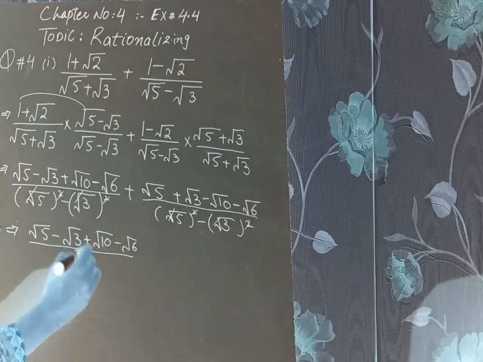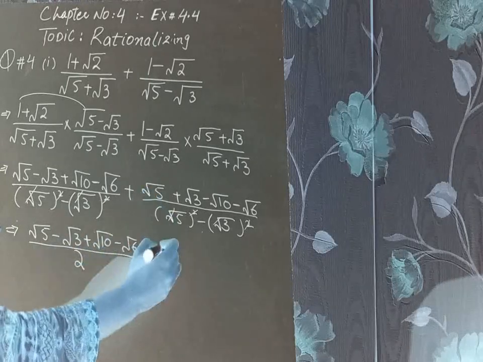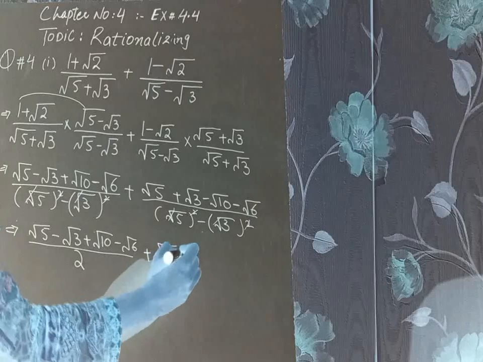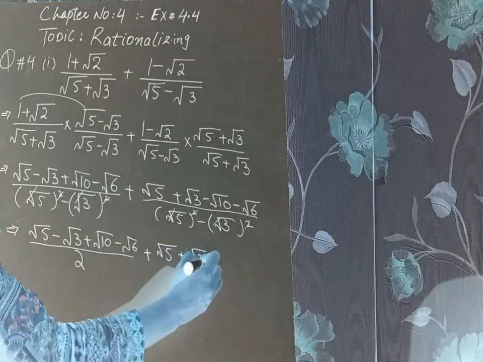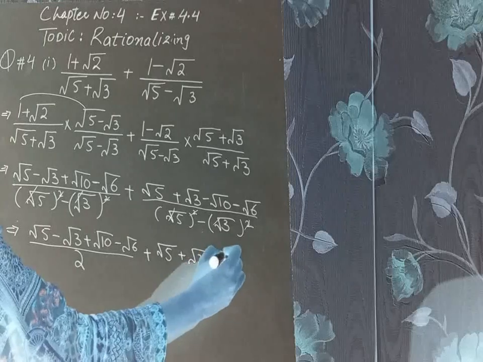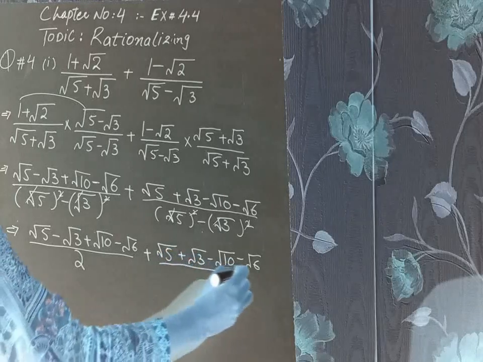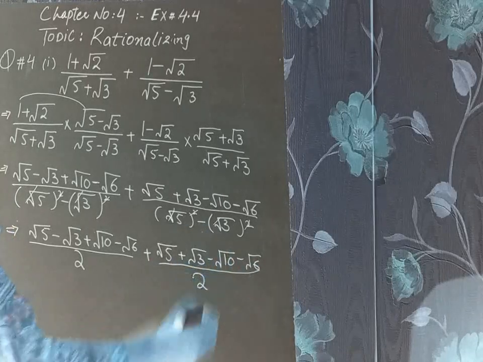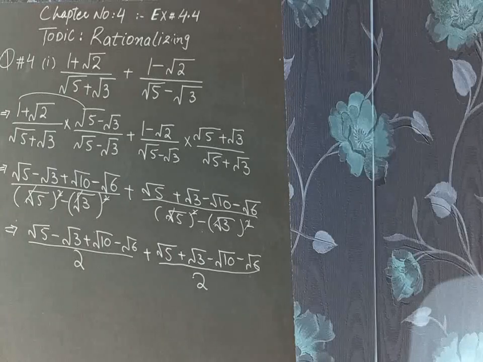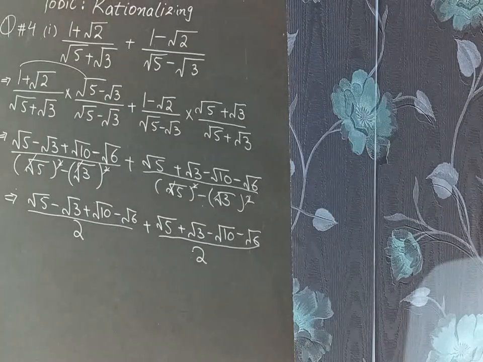5 minus 3 is 2, plus √5 plus √3, minus √10 minus √6. This will be as 5 minus 3 is 2. Now you can see that here are the two expressions and the sign between them is plus, which means we will take their LCM. The denominator of both is the same, that is 2, so 2 will be the LCM here.